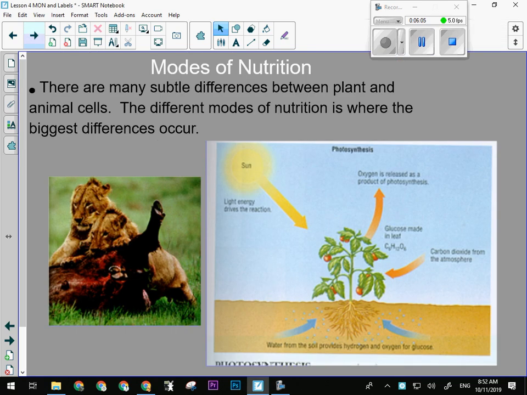Okay, so modes of nutrition. There are obviously subtle differences between plant and animal cells, and the different modes of nutrition are where the biggest differences occur, or why the biggest differences occur. If you're a carnivore, you eat other organisms for food. If you're a herbivore, you eat other organisms for food; those organisms just happen to be plants. Or you're an omnivore, like we are, or like grizzly bears, or monkeys, whatever.